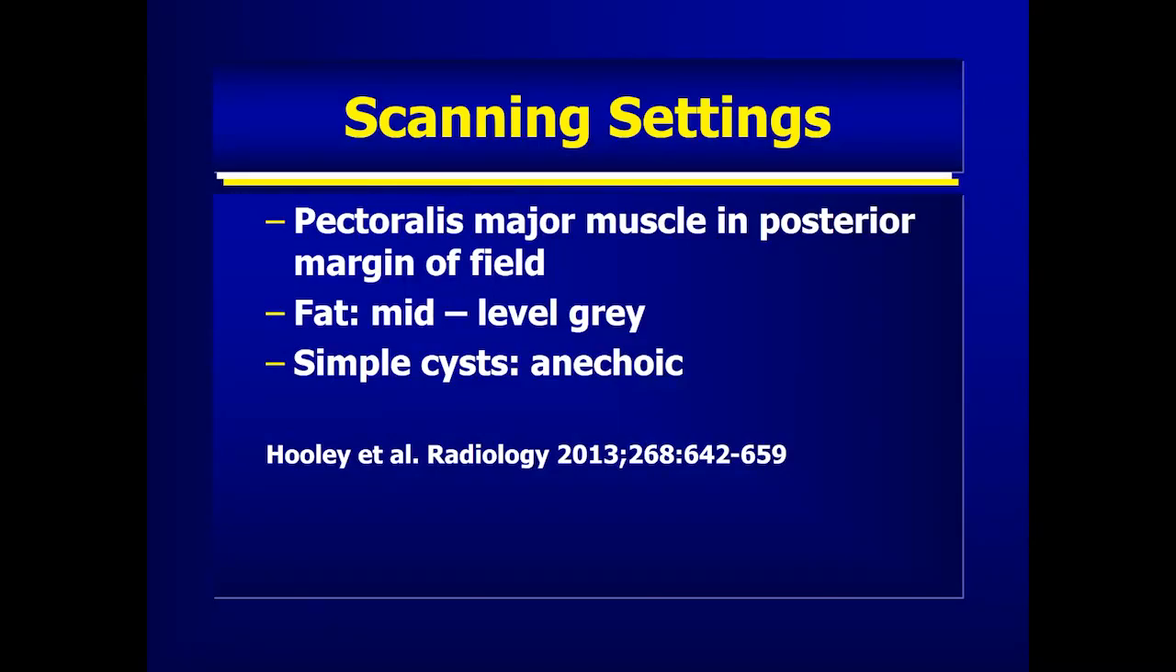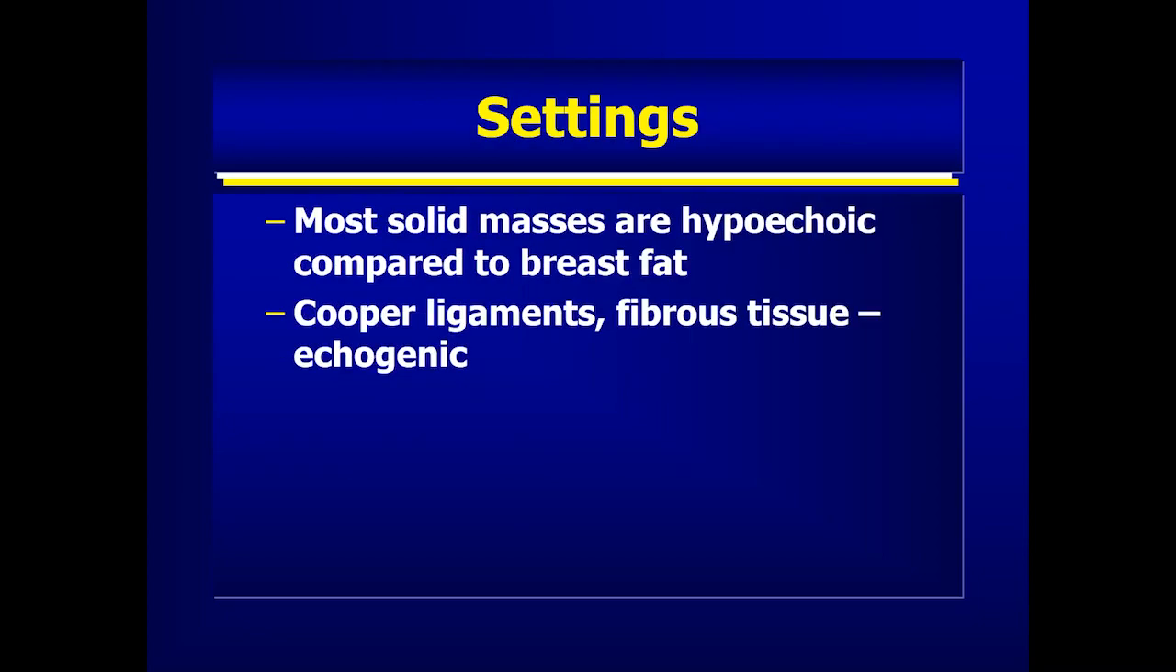When we're setting up our scanning parameters, we want our pectoralis major in the posterior margin of the field. The fat should be a mid-level gray, and simple cysts should be anechoic. Most solid masses are hypoechoic compared to fat. When we think of the echogenic structures, those would be Cooper ligaments or sometimes fibrous tissue.